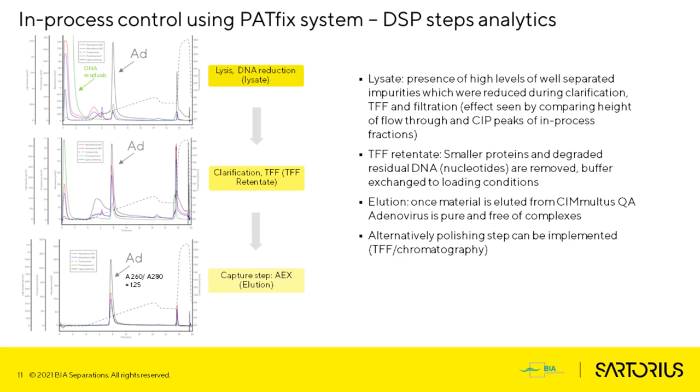We are looking at analytical chromatograms of in-process fractions, which disclose a lot of important information. On the chromatogram of the lysate, we can see a high level of well-separated impurities, which were then reduced during clarification, TFF, and also filtration. The green arrow is indicating a high flow-through signal, which corresponds mostly to the GFP protein in the sample, fluorescing at a similar wavelength as PicoGreen. With TFF, smaller proteins and degraded DNA residuals were removed, and the buffer was exchanged to loading conditions. And then finally, when material is eluted from the CIMmultus QA column, the elution is really pure and complex free.